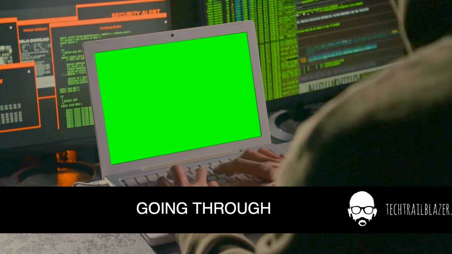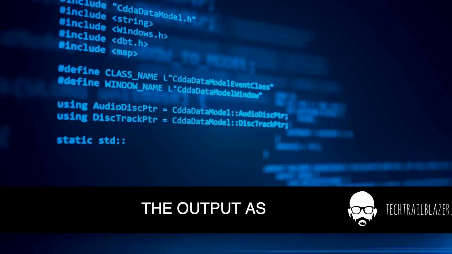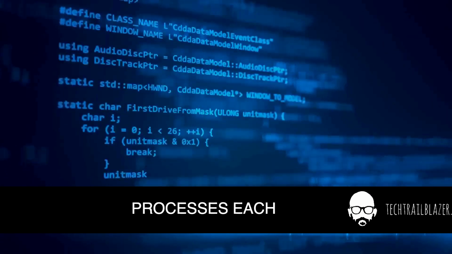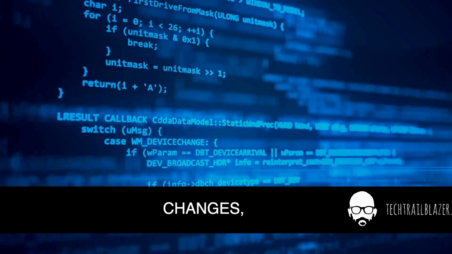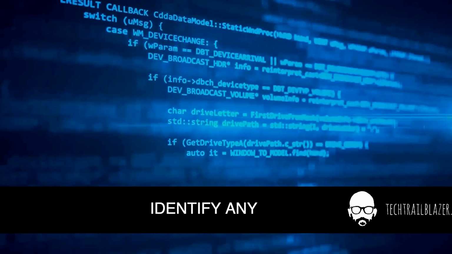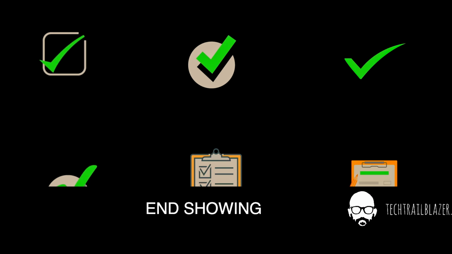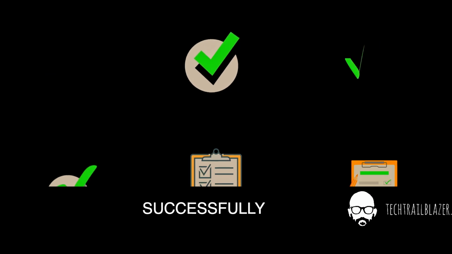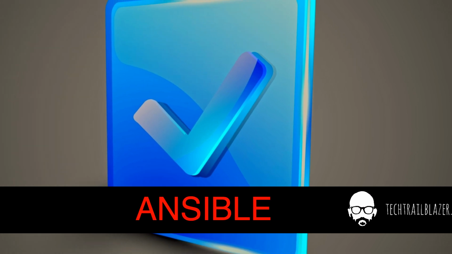It starts going through the tasks in your playbook one by one. The terminal will display the output as Ansible processes each task. You'll see green text for successful tasks, yellow for changes, and red for failures. This color-coded system helps you quickly identify any issues. If everything goes as planned, you'll see a recap at the end, showing that all tasks have been successfully completed. Congratulations, you've just automated a task using Ansible in Linux.